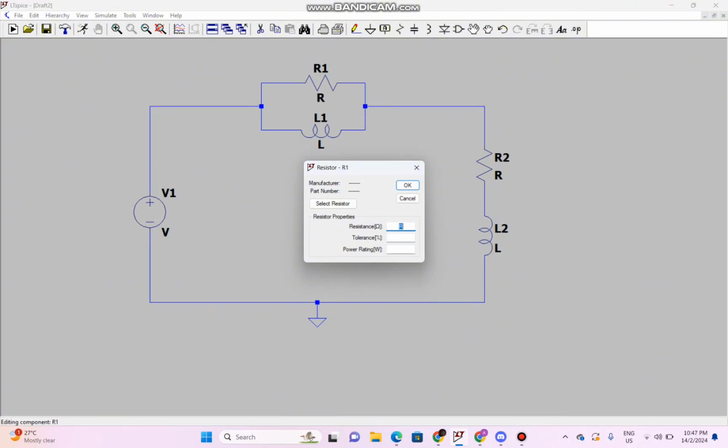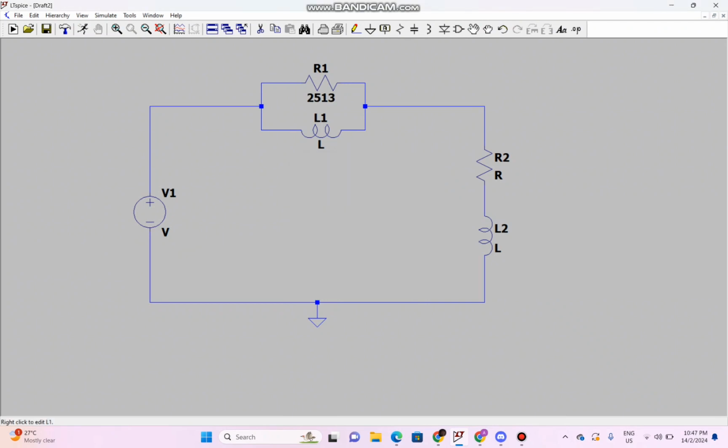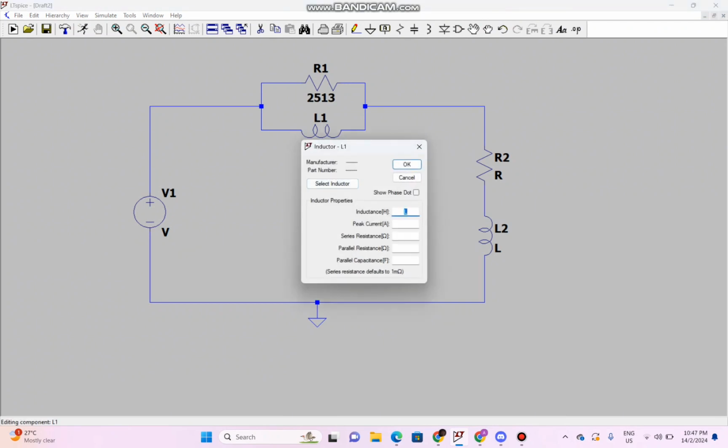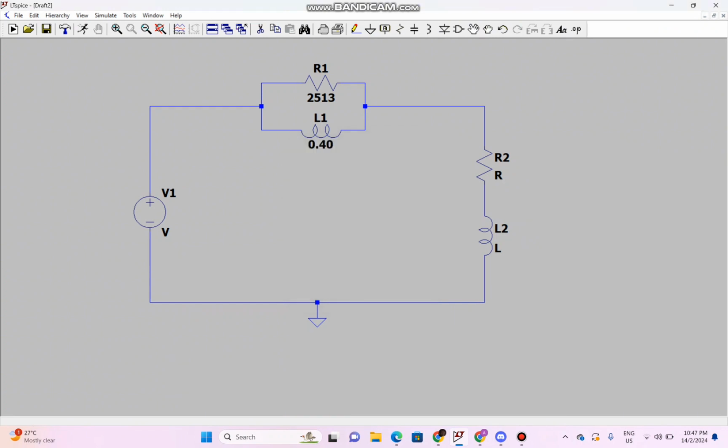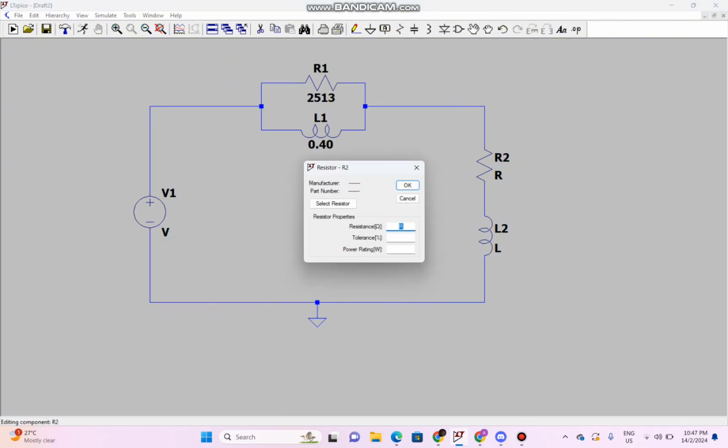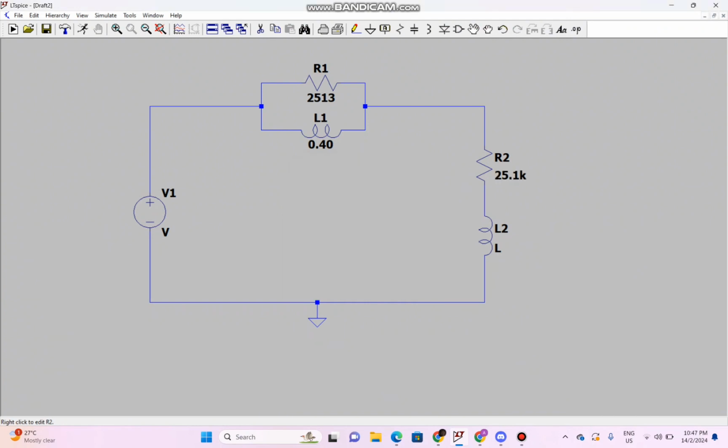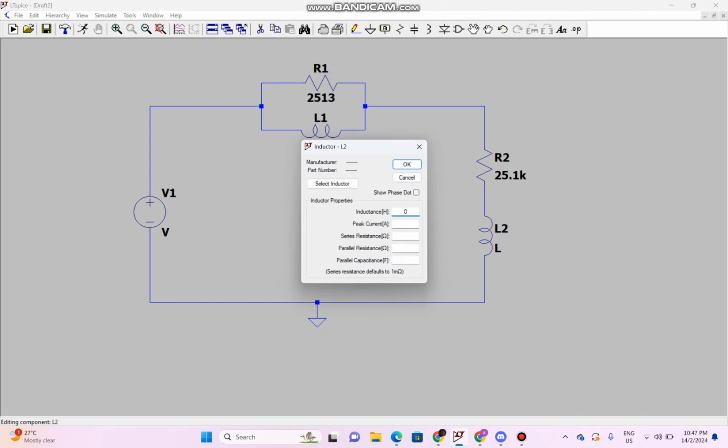Then we sub in the values. R1 is 2513 ohm. Inductor 1 is 0.40 Henry. And for R2 it's 25.1 kilo ohm. For inductor 2 it is 0.20 Henry.